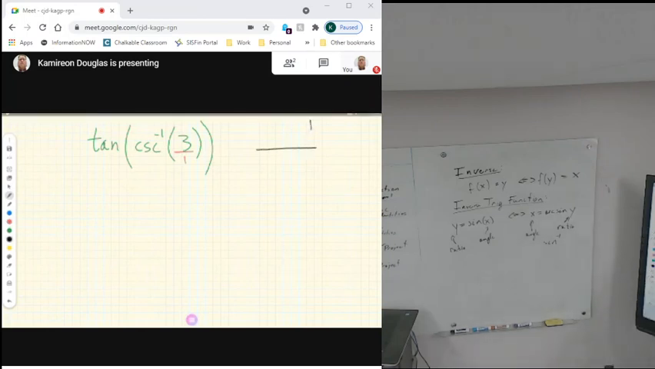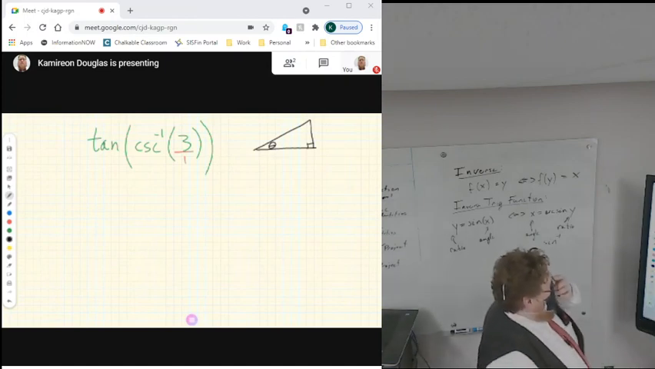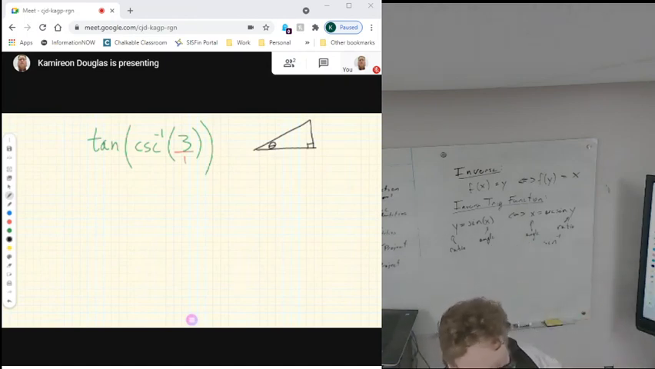I draw my triangle, put my angle theta, give it my right angle. Now, as a reminder, if you haven't seen cosecant before, cosecant is hypotenuse over opposite. So this means my hypotenuse is 3, my opposite is 1.